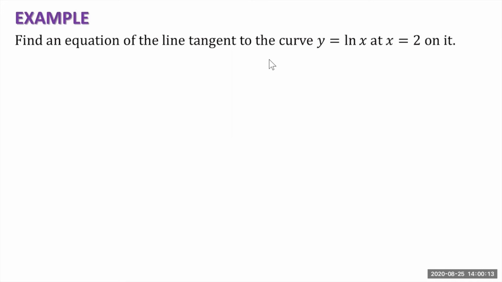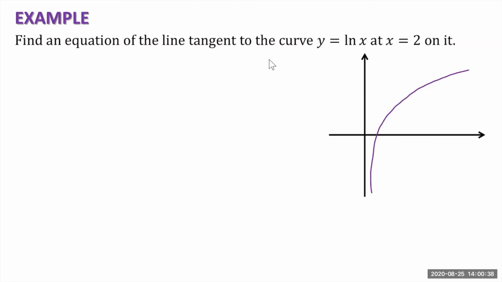First, let's draw the graph of the function. This is my y-axis. This is my x-axis. If you need help, you can definitely use your calculator to draw the graph. But I think the graph of the natural log function will be something like that. So that is the graph of y equal to natural log x. This is x equal to 1, which has the x-intercept there.